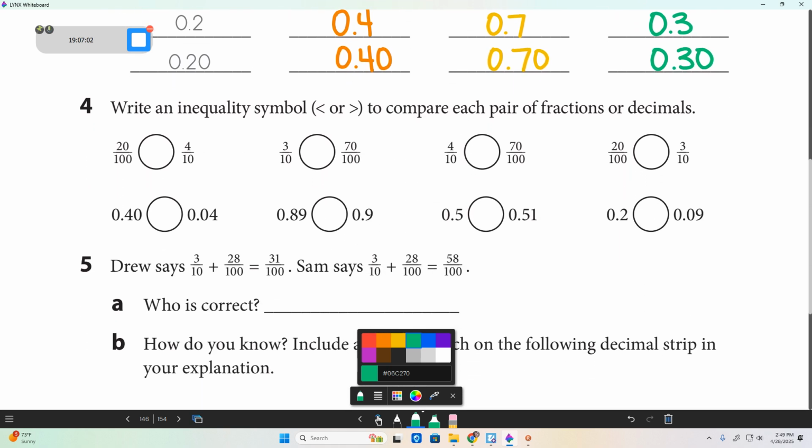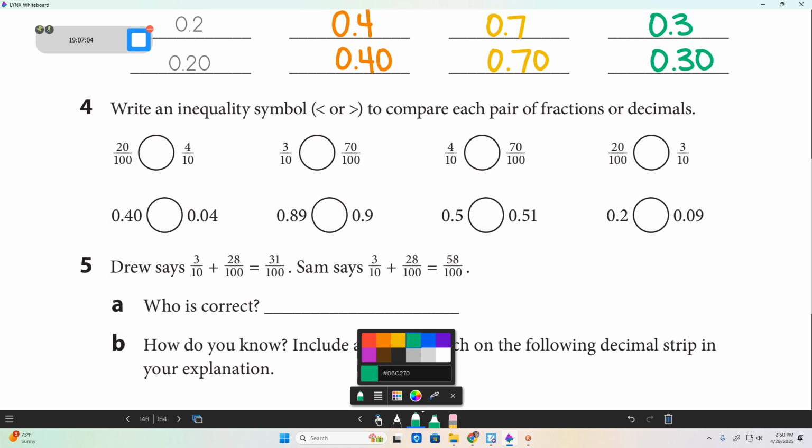All right, number 4, write an inequality symbol. That just means less than or greater than, right? They're not equal. One side is bigger than the other. They're unequal to compare them. All right, on this one, I'm going to say it a bunch. I need a 0, right? Let's add a little baby Zoe and a little baby Zion. Now it's easy to tell which one's bigger, 20/100 or 40/100. 40/100 is bigger. I really want you to add those zeros.